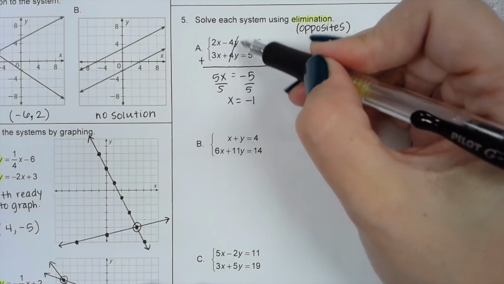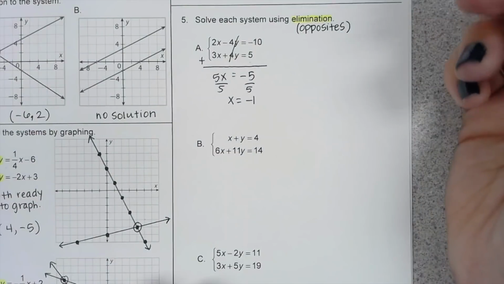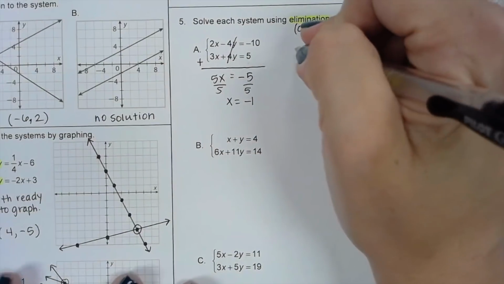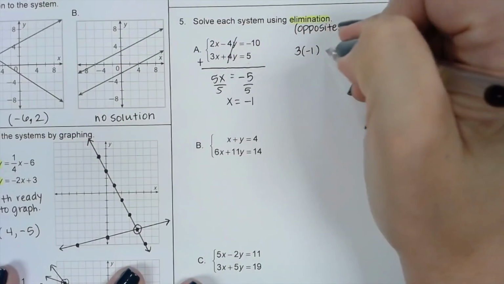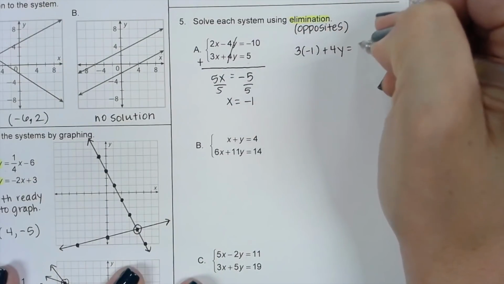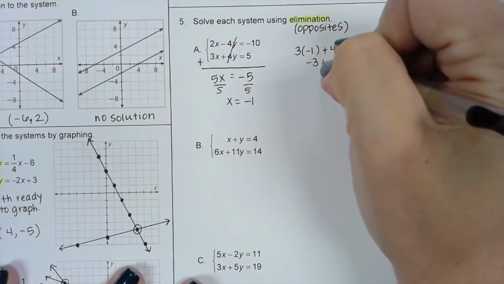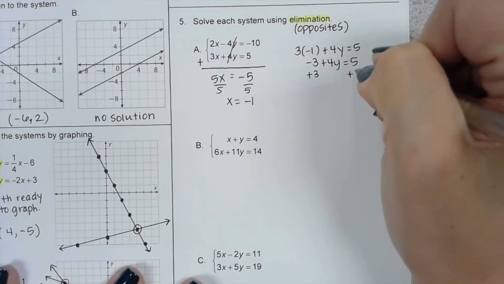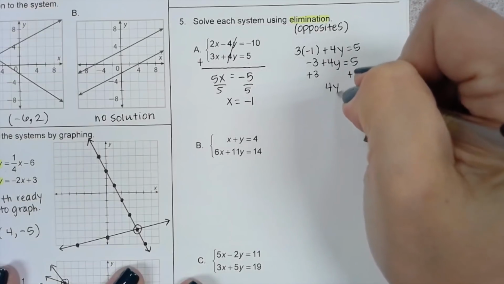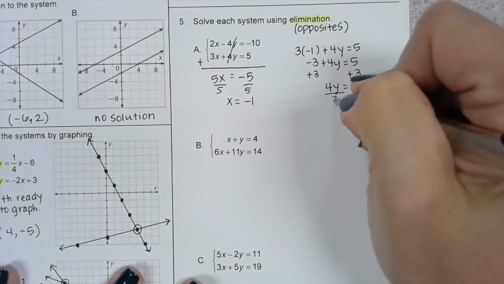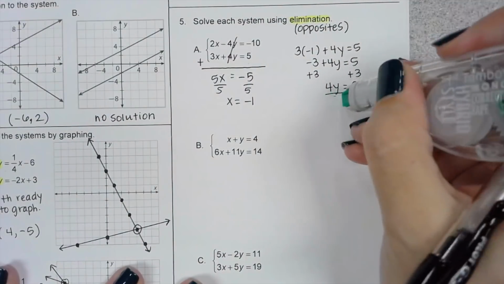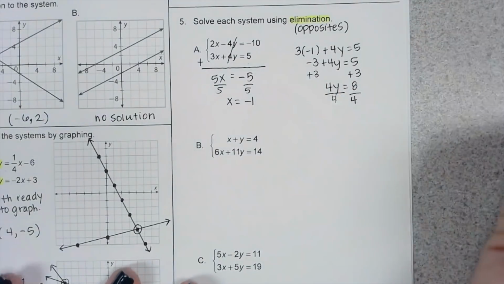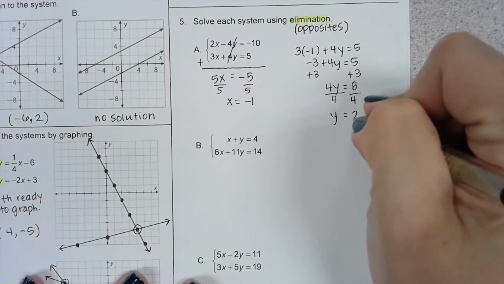but you're going to uncross off the y when you plug it in. It doesn't matter which of the two equations you plug it into. I'll plug it into the second one. So 3 times negative 1 plus 4y equals 5. And so then I'll add the 3 to both sides. Divide both sides by 4. And so I'm going to get y equals 2.